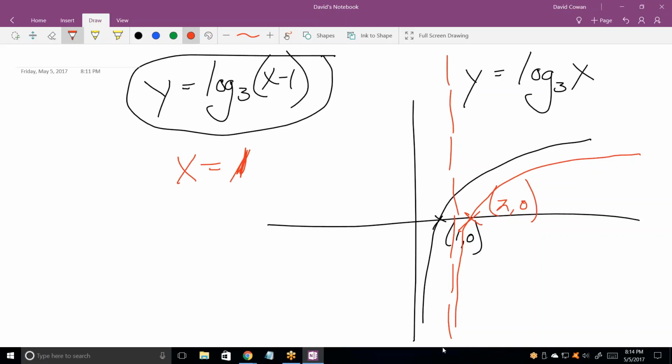So the red function is this function here, and the red dotted line is the vertical asymptote of that function.